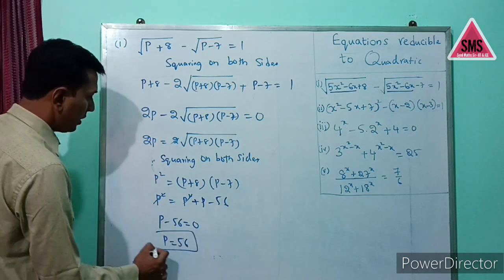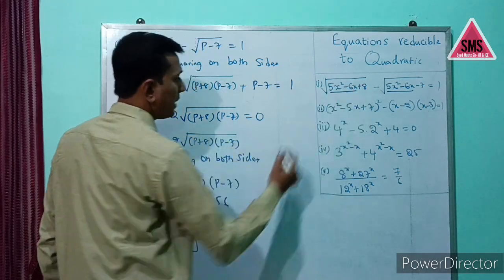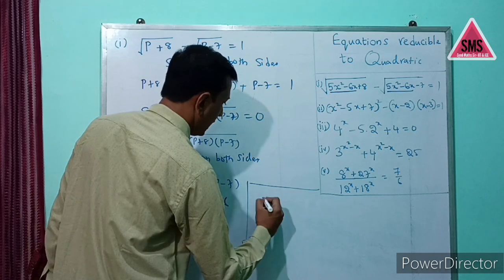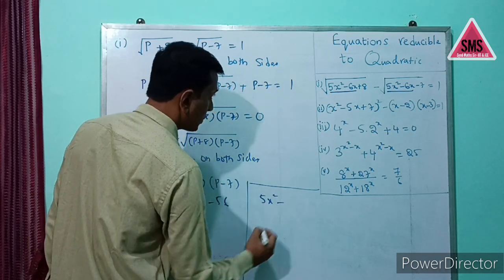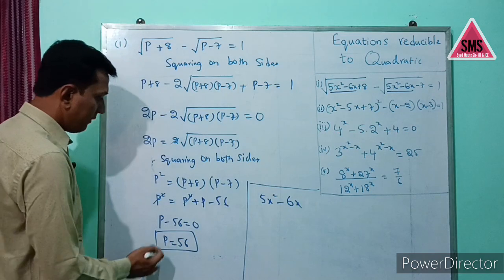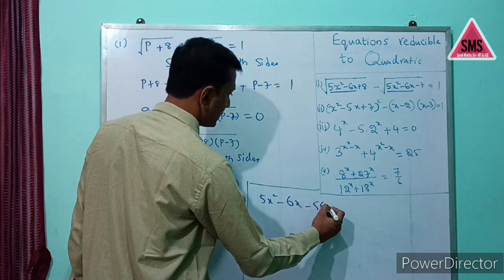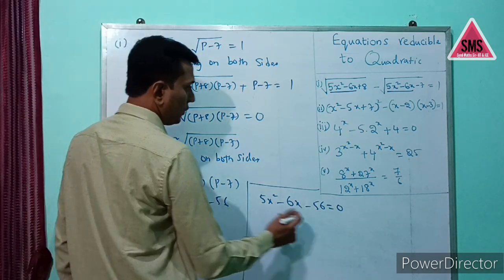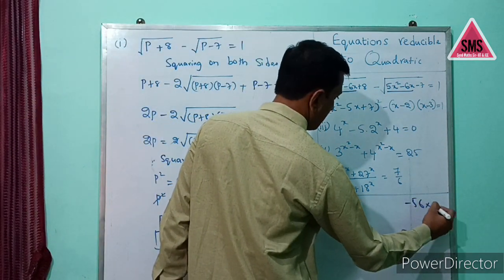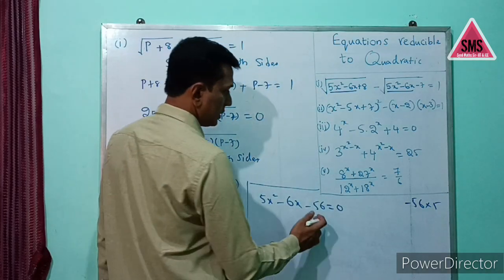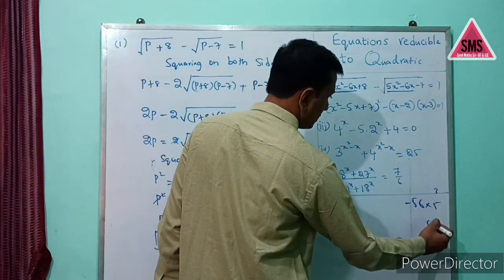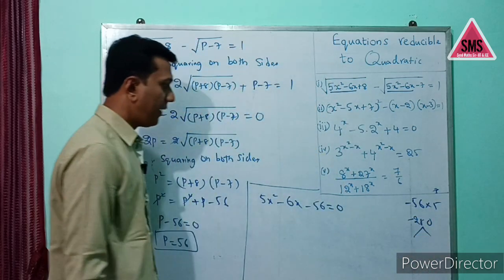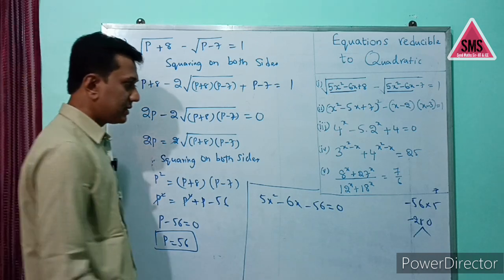Now what is this p? We have taken 5x square minus 6x as p, which is 56. Let us replace that one. Then we will get 5x square minus 6x, after transposing this one, minus 56 equals 0. Again simplify this one: 56 into 5, minus 56 into 5. So factorize this one: 5 sixes are 30, 5 into 56 is 280. So for minus 280, we factor such that we should get minus 6.